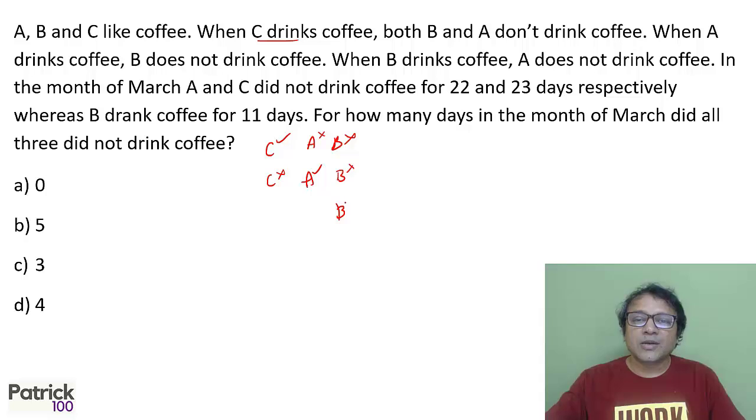When B drinks coffee, A does not drink coffee. Even C will not drink because if C drinks, B does not drink. It means if B is drinking, C is not drinking. So it means at a time only one person is drinking coffee.